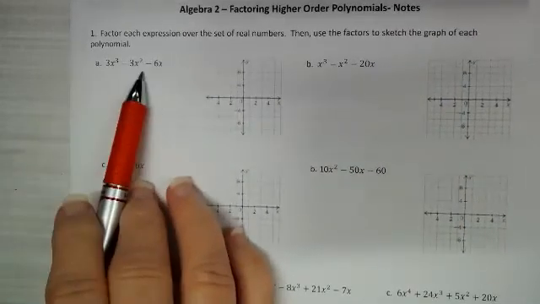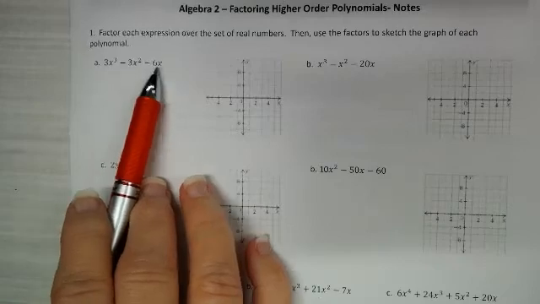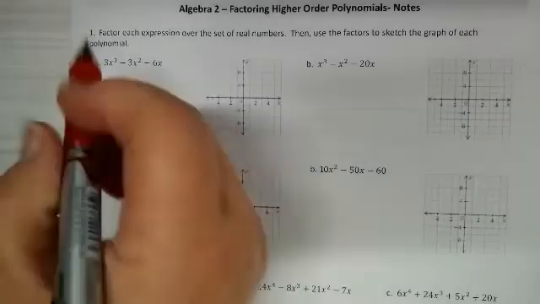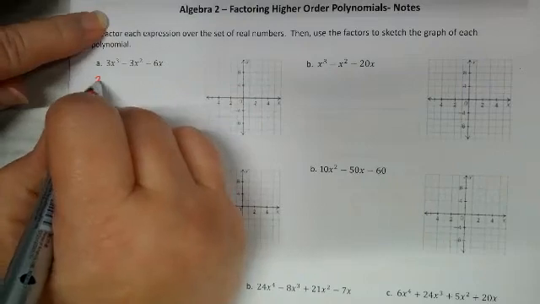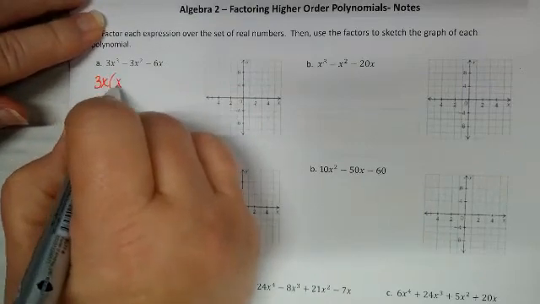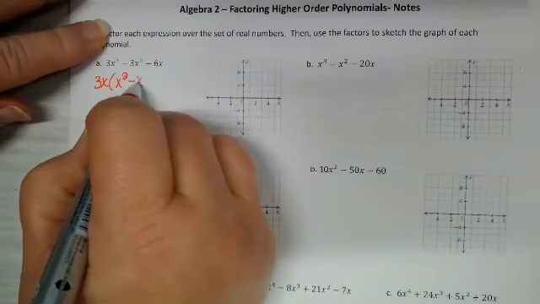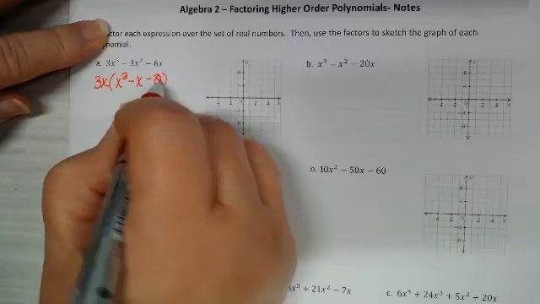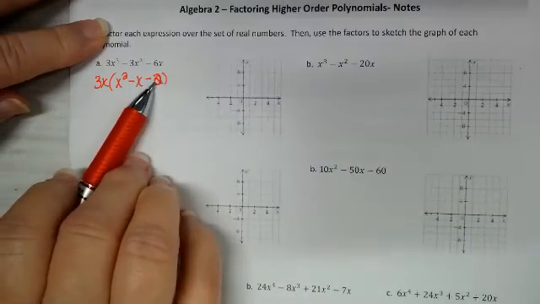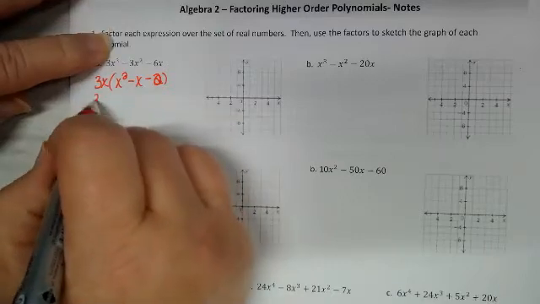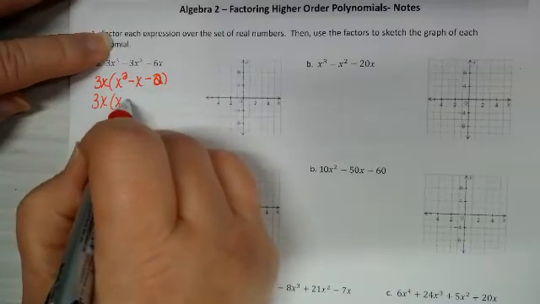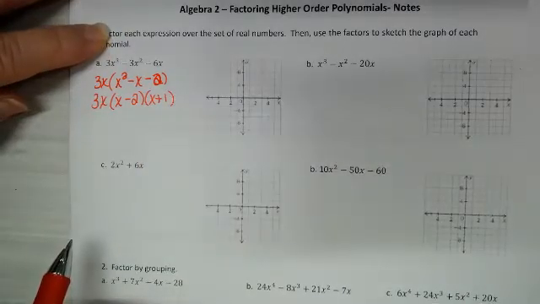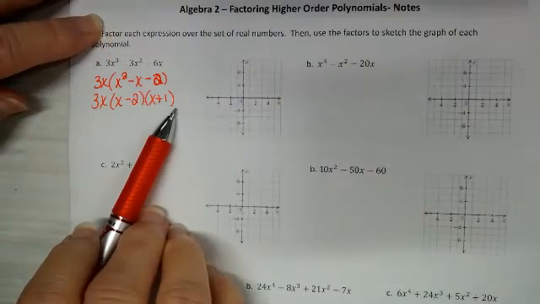If we take a look at letter A, notice that they have a GCF. We always want to pull out a GCF if they have one. So I'm going to take out 3x, and that leaves me with x squared minus x minus 2. Now I'm looking for factors of -2 that add up to -1, and I think that's going to be x minus 2, x plus 1. So those are my factors.